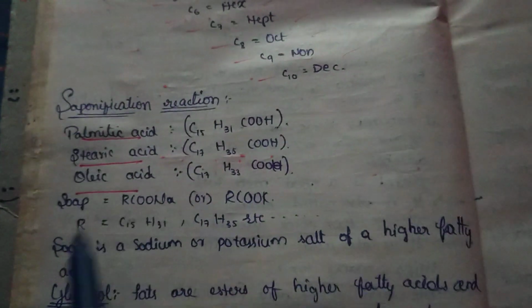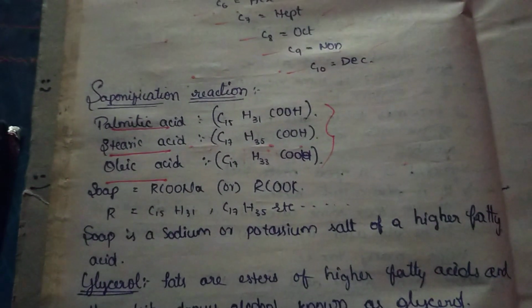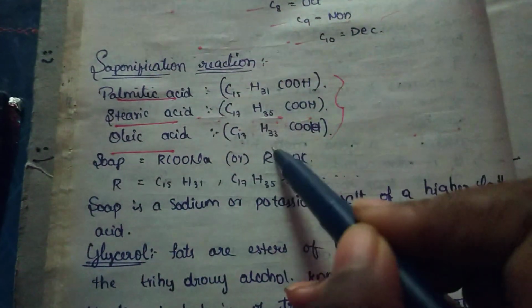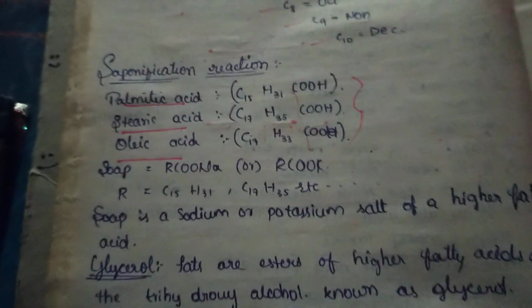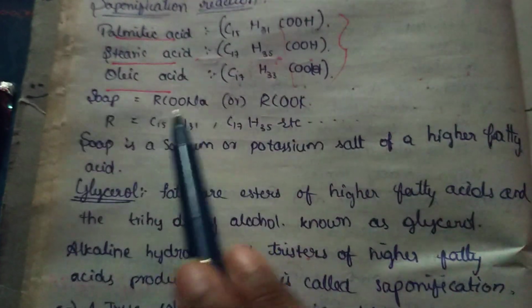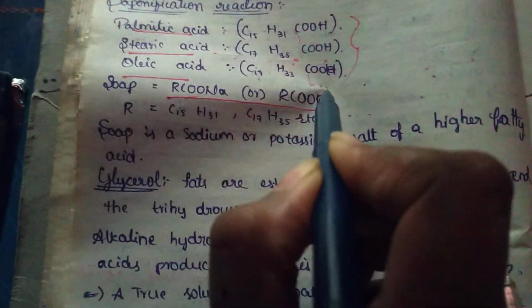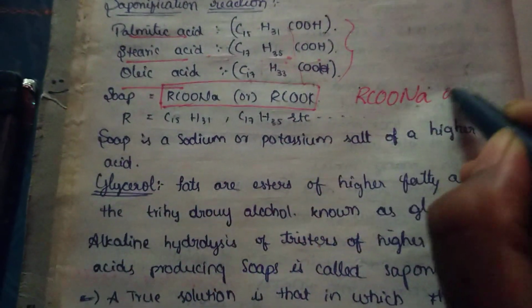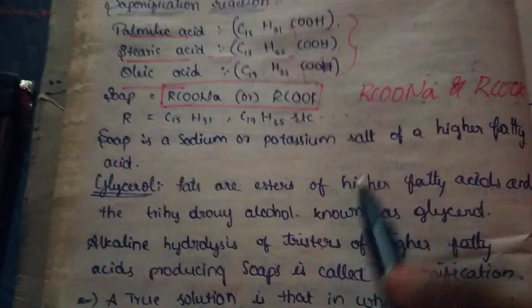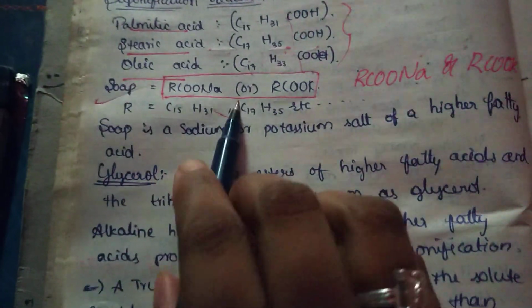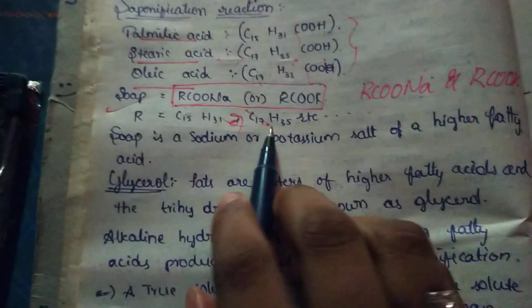Saponification reaction: see palmitic acid, stearic acid, oleic acid. We can see these in food particles and also in soap particles. It is very common to see. See how many carbons, how many hydrogens, and how many oxygens. The structures are very critical for scientists to know. And soap's secret formula comes from foreign countries. This one is very, very important. R is equal to C15H31 or C17H35, etc.